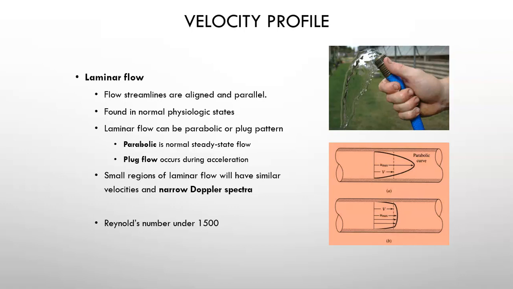Now, laminar flow can be parabolic or plug pattern. So parabolic flow is what we see in steady state flow, and plug flow is what we see in acceleration. And in plug flow, you see the velocities are nearly identical across the flow profile. In parabolic, it's faster in the center and slower on the edges, so we call it parabolic because of the shape that it gives it.